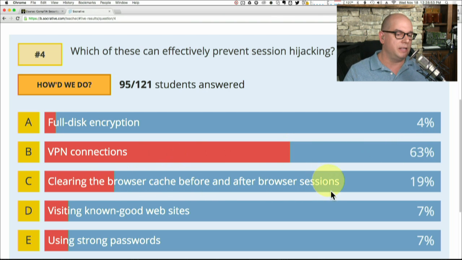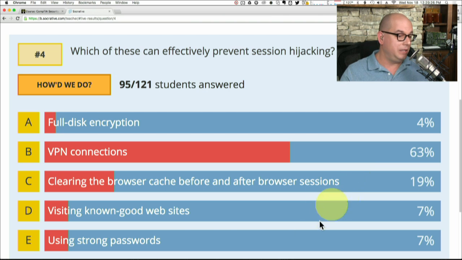Now, clearing the browser cache before and after browser sessions isn't going to help you because this session ID is created when you first authenticate to the web server or provide some type of credentials to the web server or connect to the web server, and it provides that information back to you. So it's all real time, and whoever's going to grab that session ID is going to grab it when you get it. So you really can't clear caches before and after because everything takes place immediately in the moment. It's not like they're going to go into your cache somewhere and pull out your session ID. They can simply grab it off the network.